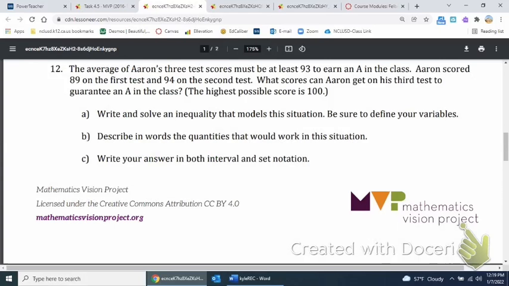Okay, and that's what Part B is asking you. Part B says again, describe in words the quantities that would work. Any test score above 96, or technically 96 or above. I think Aaron's bad. I give it an A+. Any score 96 or above.